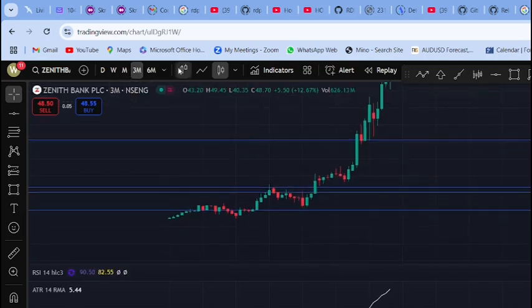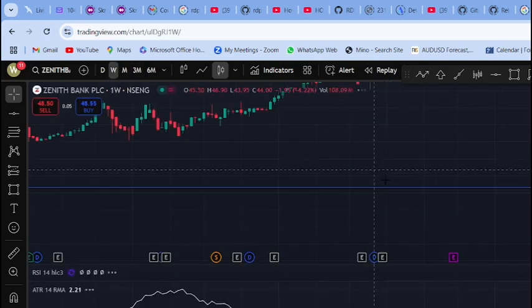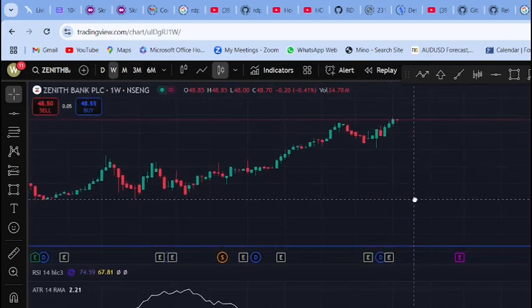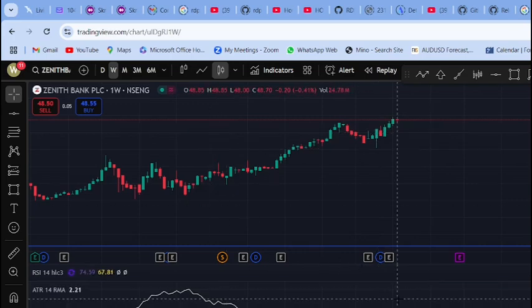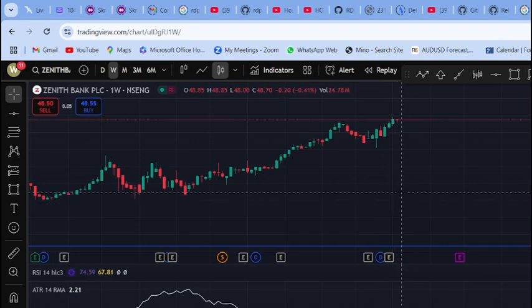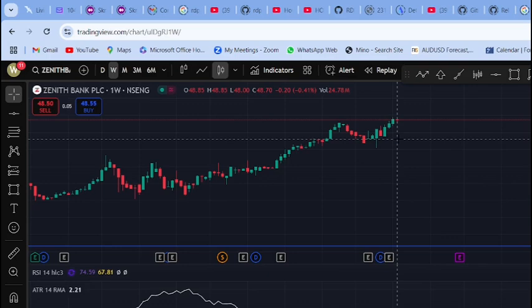All right, let's look at it on the weekly. So what's the volatility I'm expecting for this week? What is the ATR? ATR is 2 naira 21 kobo. So for 2 naira 21 kobo, let me bring out my calculator. 2.21 divided by what is the opening of the week? The week opened at 48 naira 85 kobo.